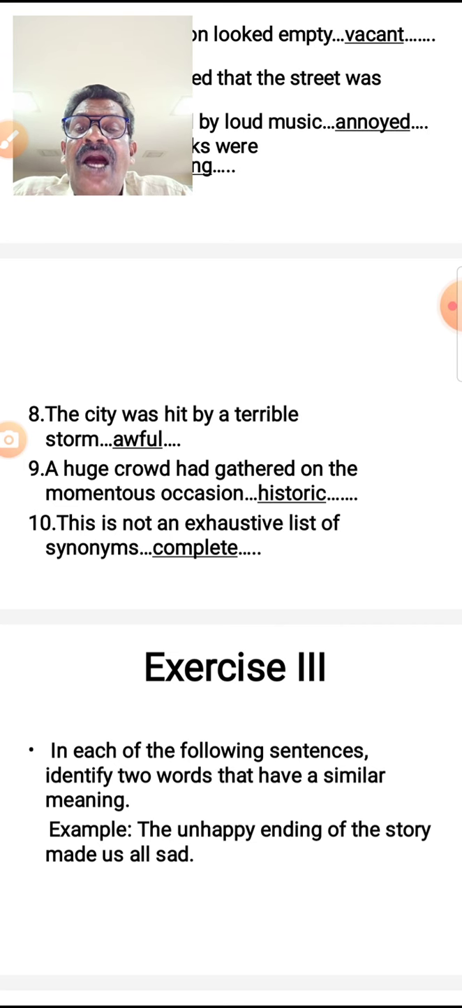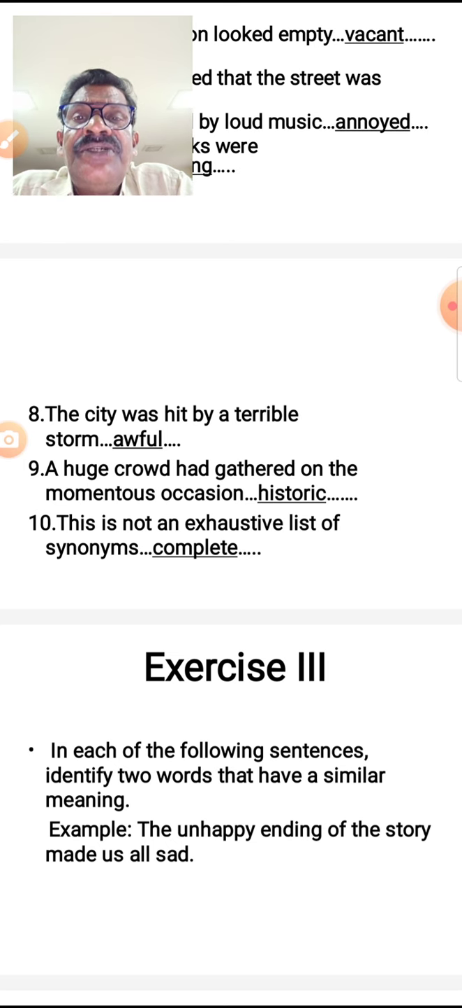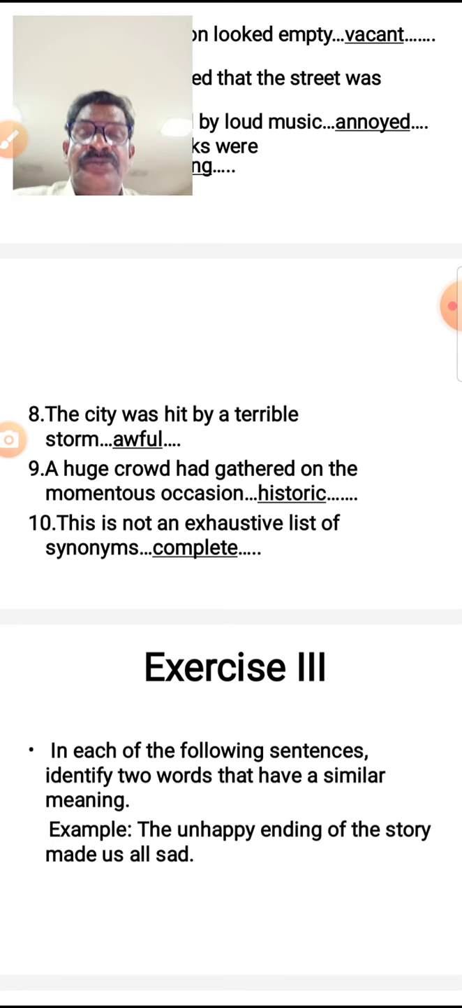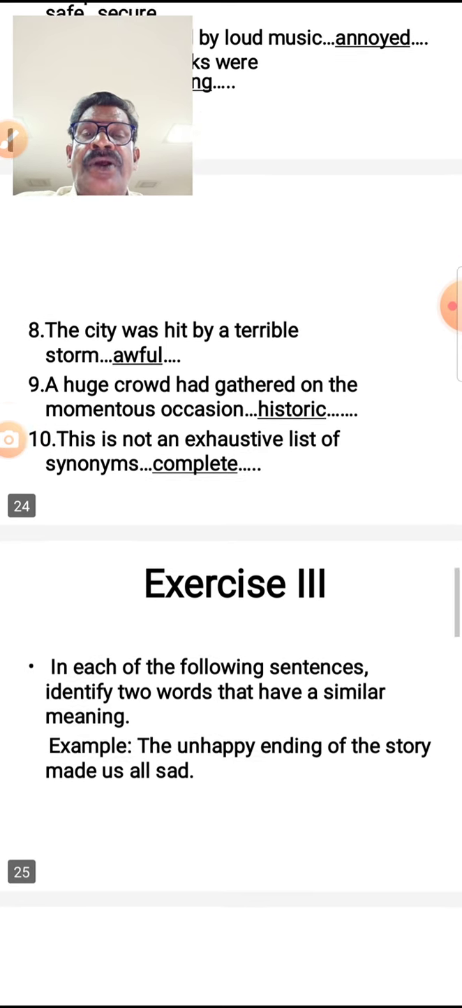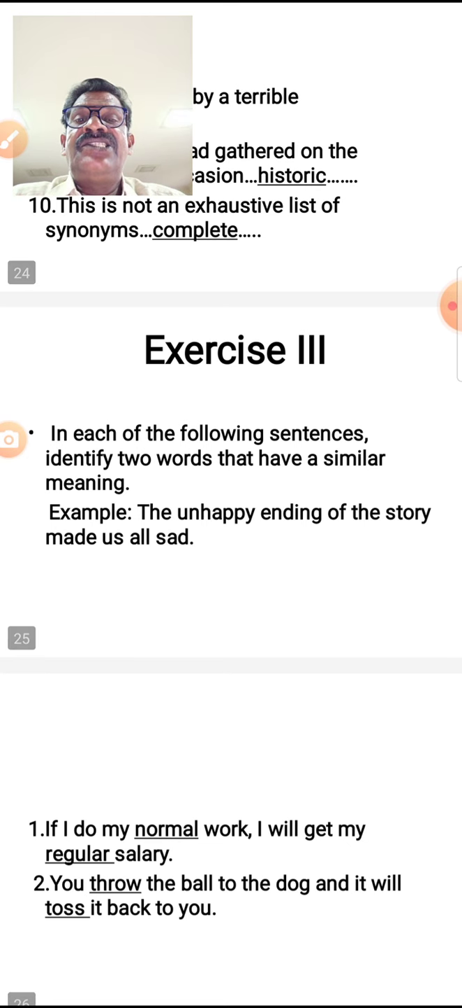And now the last one of the second exercise, 10th sentence. This is not an exhaustive list of synonyms. Now you have to find out the appropriate synonym for exhaustive. Exhaustive list. That means the appropriate synonym for exhaustive is complete. Complete. Now let us come to the exercise number 3.